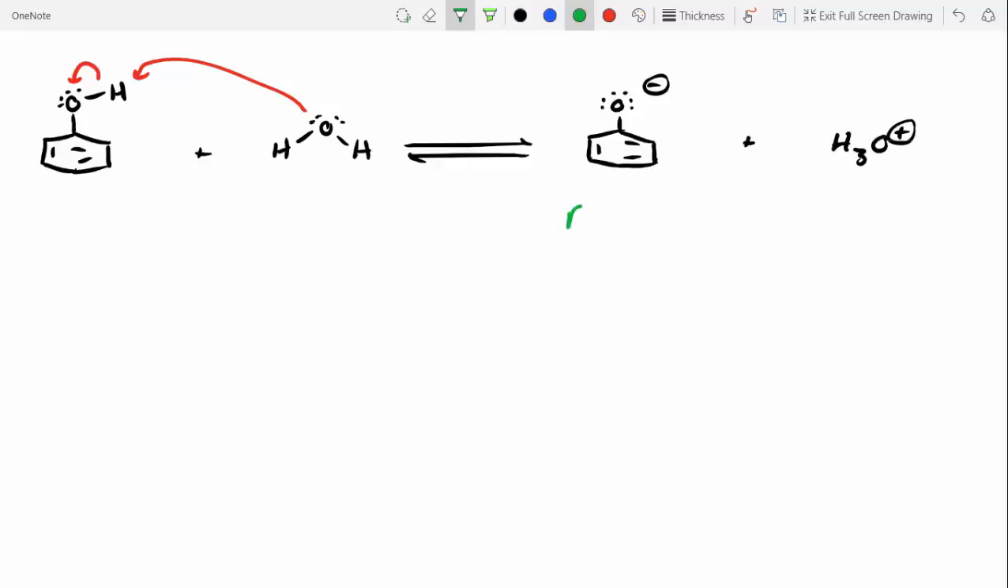This is called a phenoxide. And this is called phenol. It's a special type of alcohol. All right, the pKa of a phenol is right around 10. Why is it so much lower than the pKa of a normal alcohol?